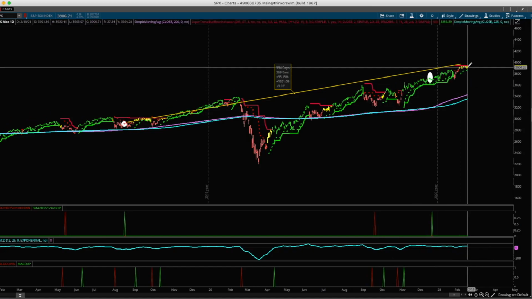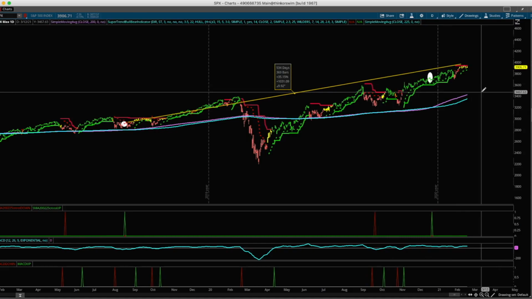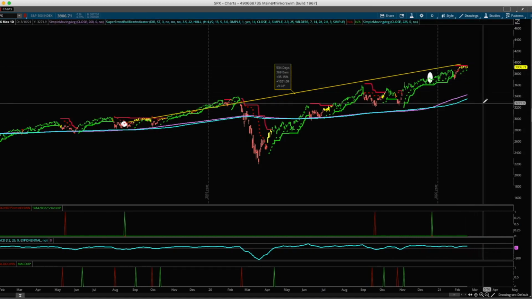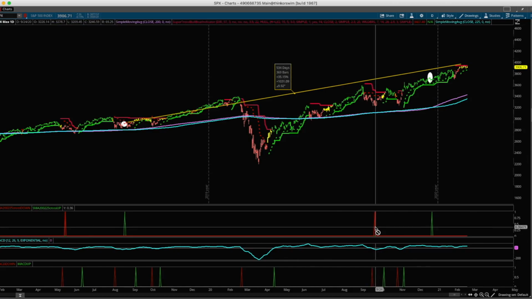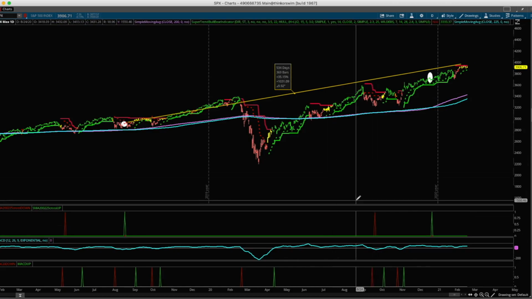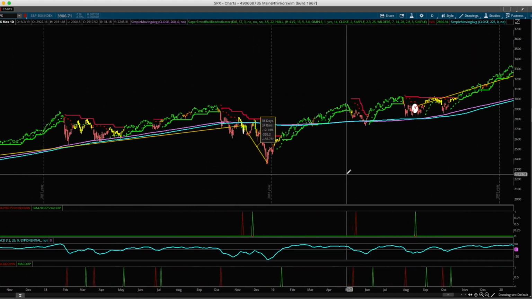Could we have a big drop down that happens very quickly? Yes, but we'll either test these moving averages and bounce off of them, or we'll go through them and we'll turn into a bearish market. If we keep going and we get this signal below the moving averages, then we're going to be in a very bearish market, okay? And so let's look back at a few other times and see what we had.